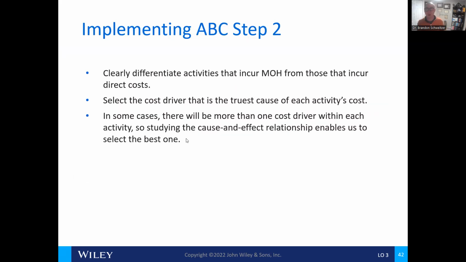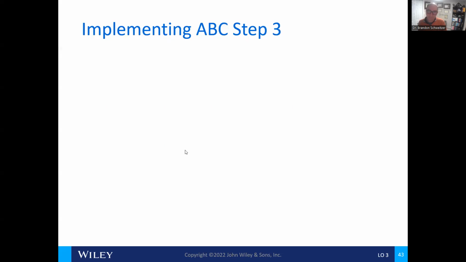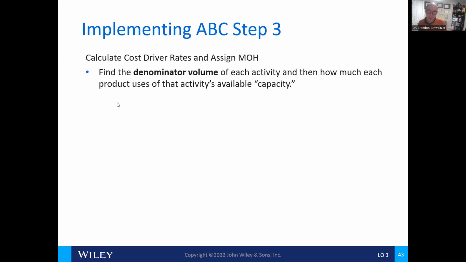Step 2, we look at the implementation through identifying activities and cost drivers. And so this process is relatively straightforward by understanding what our individual departments are or activities and aligning those activities with our cost drivers. Step 3 in the implementation process is to calculate the cost driver rates and assign manufacturing overhead.